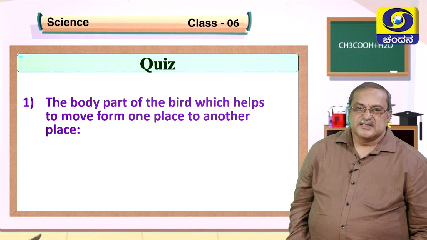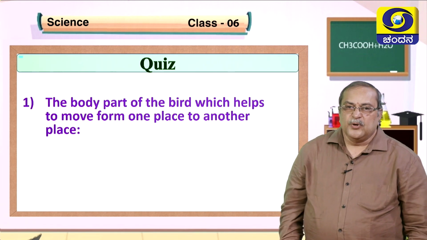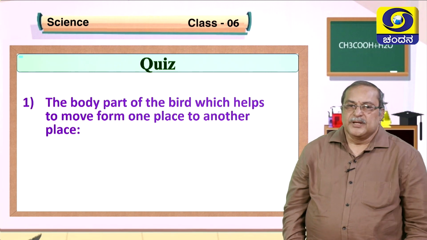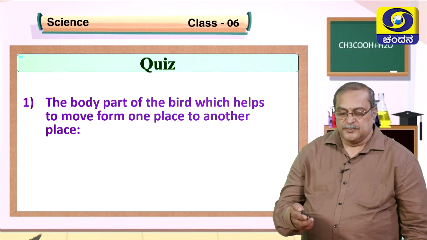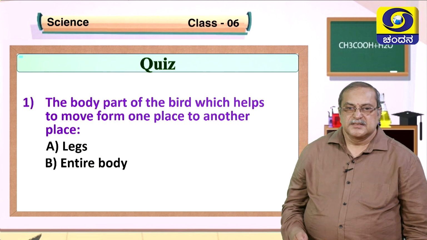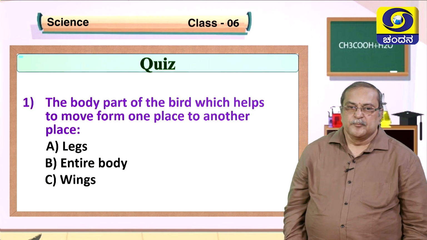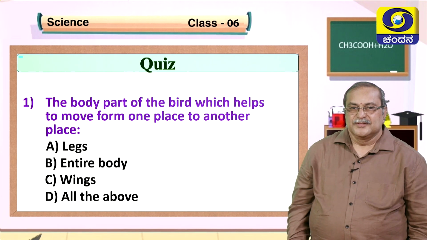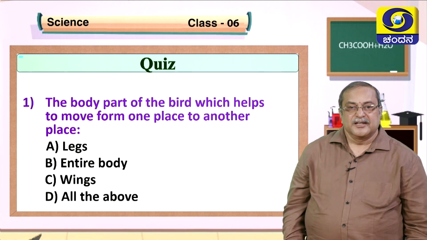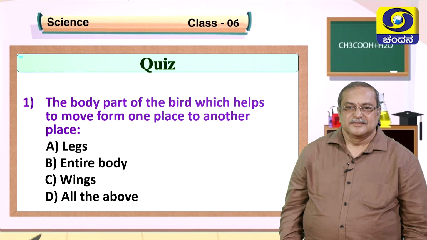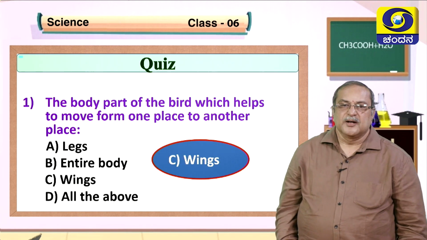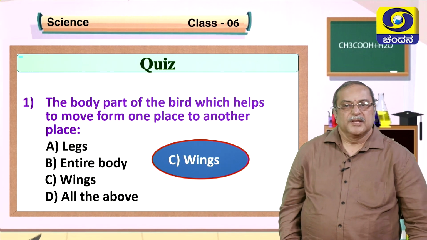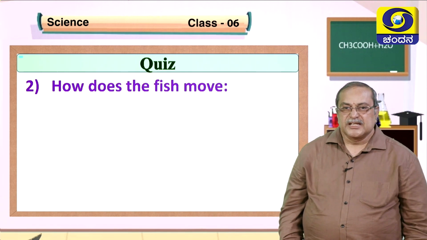Let us have the quiz. Which body part of the bird helps it to move from one place to another place: legs, entire body, wings, all the above? So, think now, you already noted, you know the answer. Let us check it. Wings are the part which help in the movement of the bird from one place to another place. Let us go to the next point.